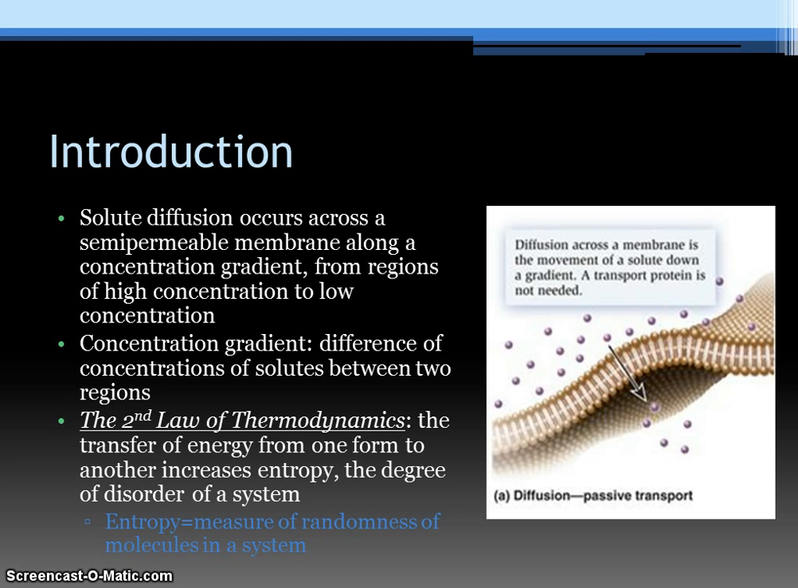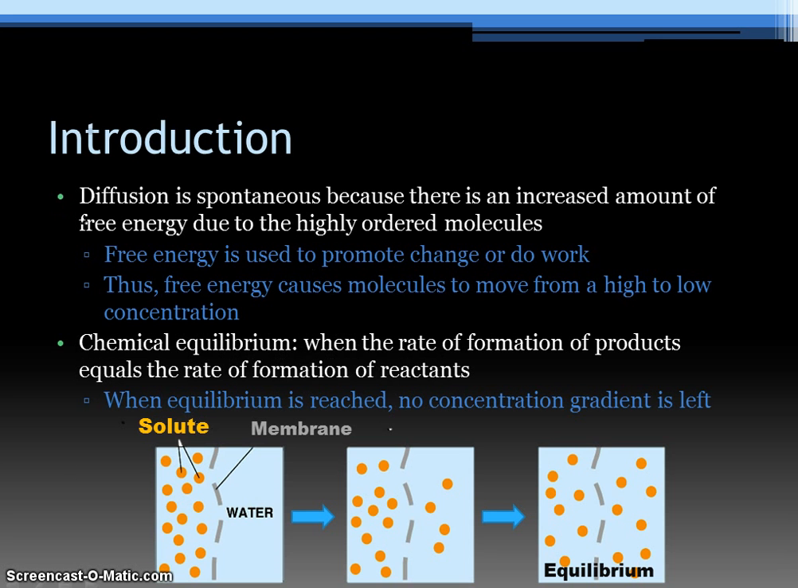right of the screen. And the second law of thermodynamics states that the transfer of energy from one form to another increases entropy, or the degree of disorder of a system. And entropy is also known as the measure of randomness of molecules in a system. Because of this, diffusion is a spontaneous reaction because there is an increased amount of free energy due to the highly ordered molecules. Free energy is also used to promote change or do work. Therefore, free energy causes molecules to move from a high concentration to a low concentration.